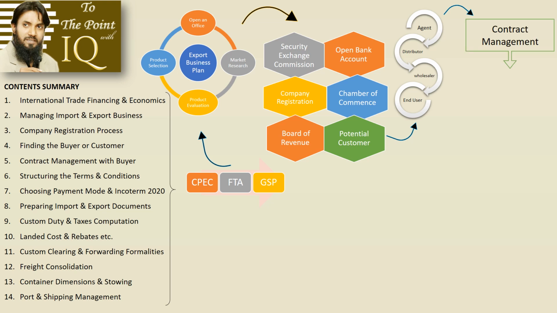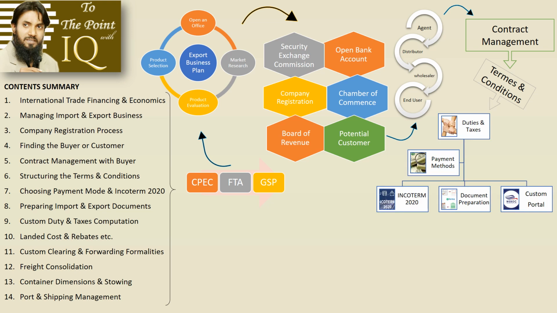so you have to be good in contract management to deal with different types of customers by understanding the real terms and conditions. Like duties and taxes, payment modes, Incoterms and shipment documents for clearance, for example, commercial invoice, bill of lading, certificate of origin, packing list and goods declaration GD form by using custom-based application portal.